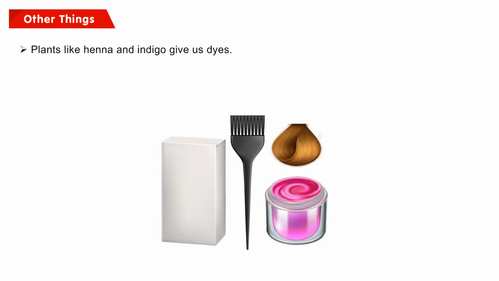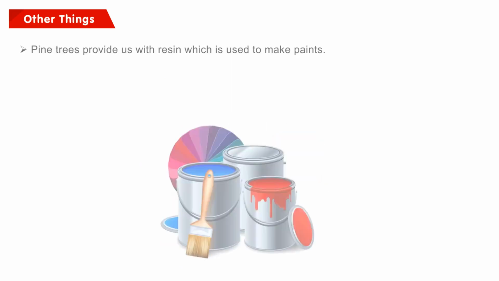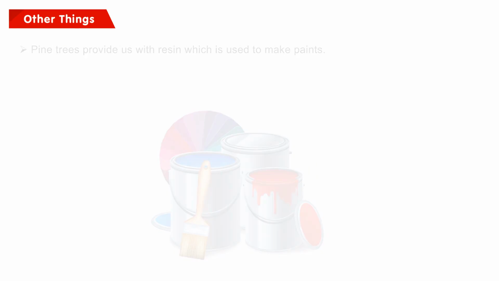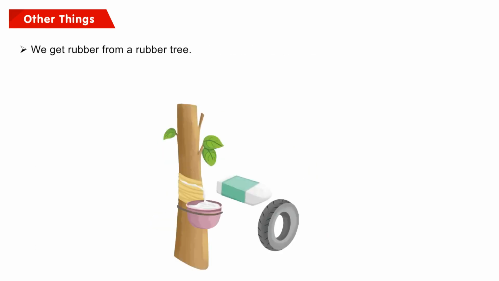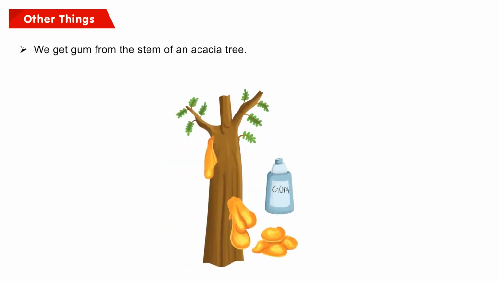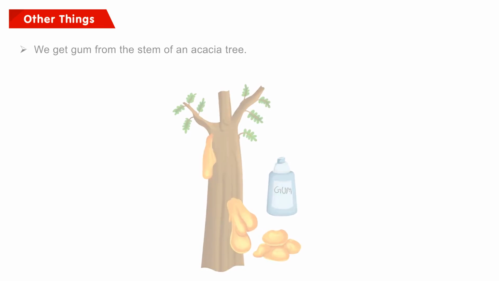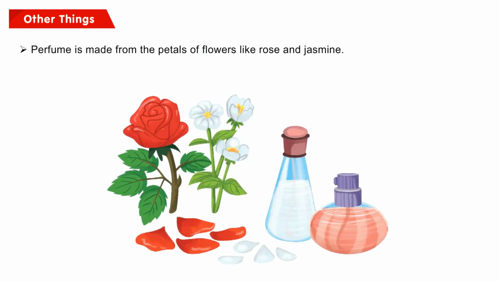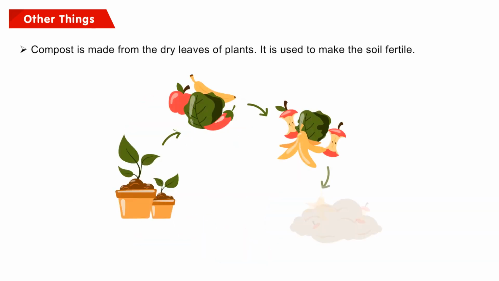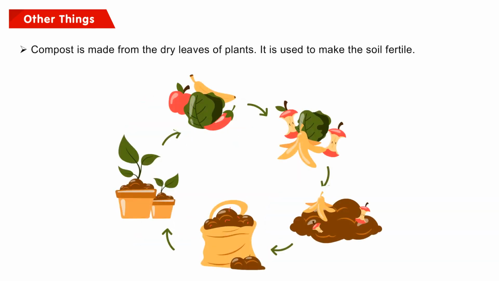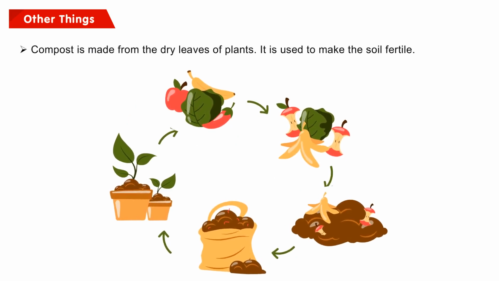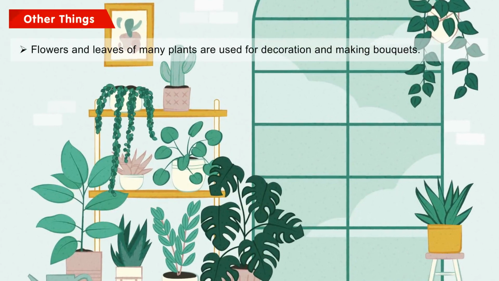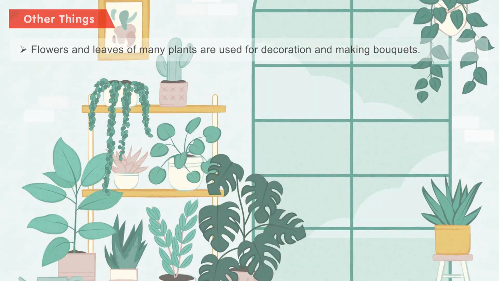Plants like henna and indigo give us dyes. Pine trees provide us with resin which is used to make paints. We get rubber from a rubber tree. We get gum from the stem of an acacia tree. Perfume is made from the petals of flowers like rose and jasmine. Compost is made from the dry leaves of plants. It is used to make the soil fertile. Flowers and leaves of many plants are used for decoration and making bouquets.